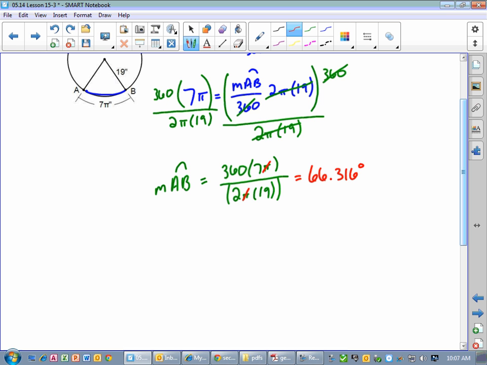Is that what we're looking for? Well, no. Not exactly, right? What are we looking for? The measure of arc ADB. We're looking for the major arc. So we want 360 minus the measure of arc AB, the minor arc. So 360 minus 66.316, and we get 293.68.